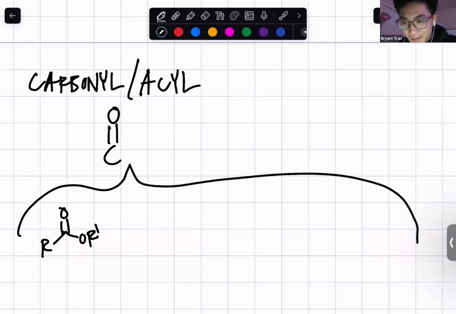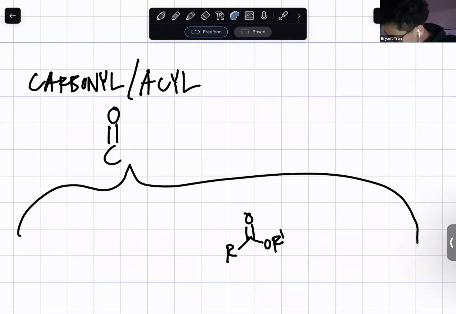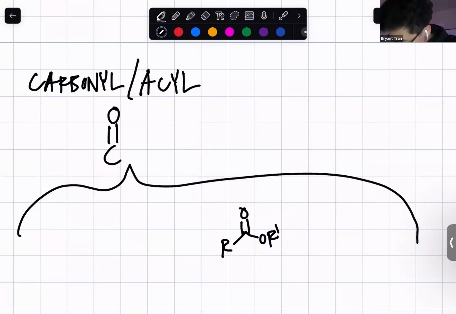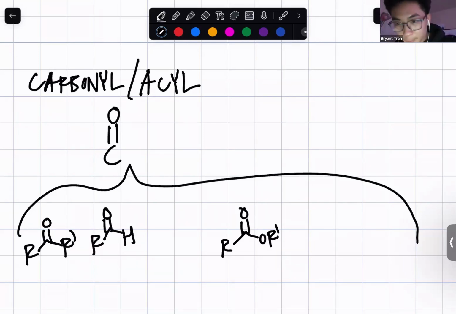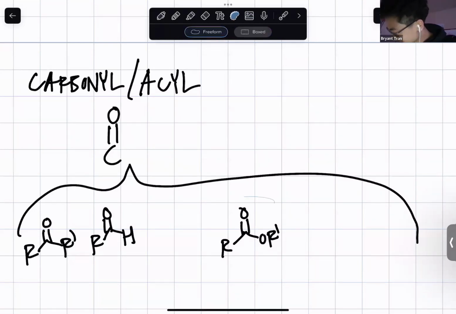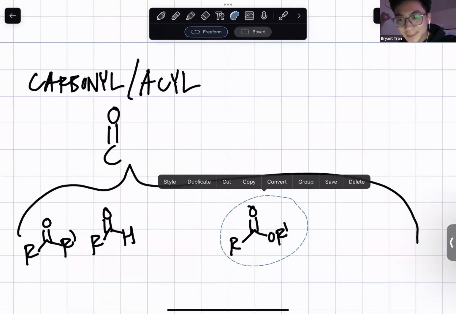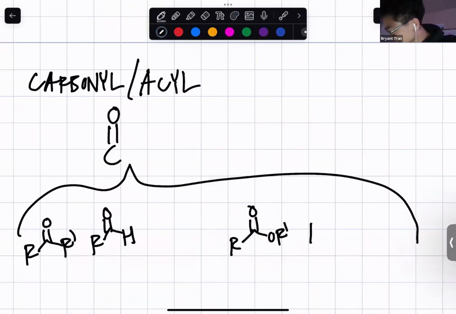Aldehyde, ketone, amine, yes. I'm going to give it in this order actually. So ketone, aldehyde, carboxylic acid, amide, yes. Now there's two more, relatively new ones that you guys have not seen as much as these ones.